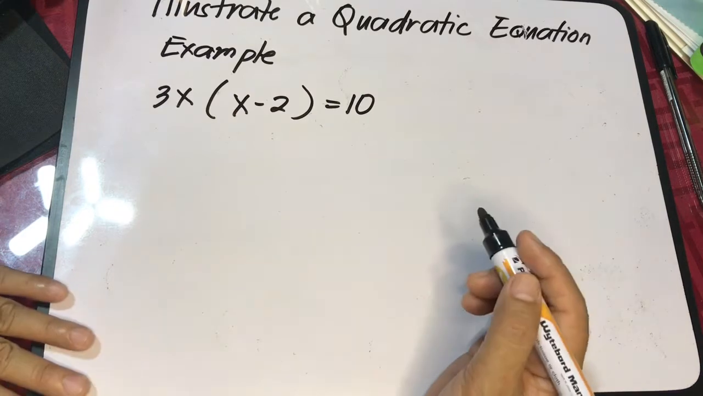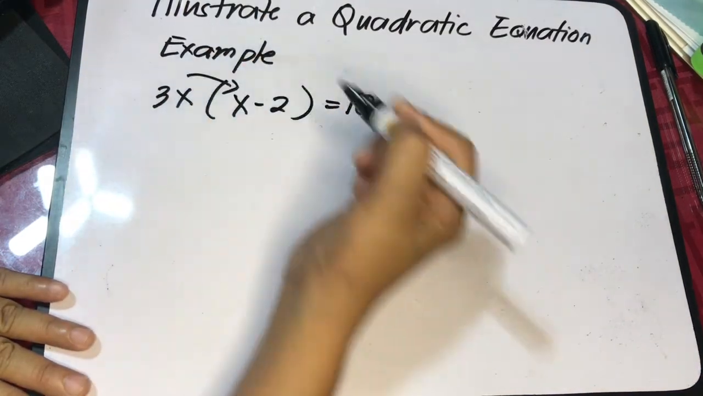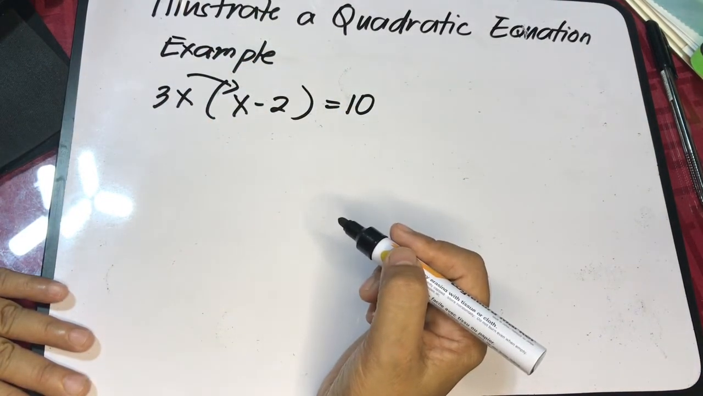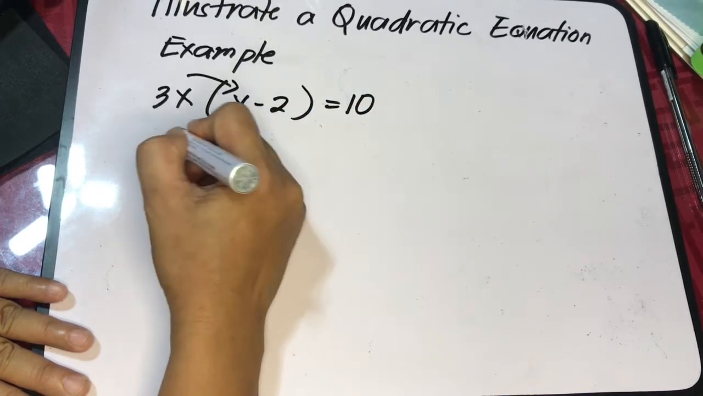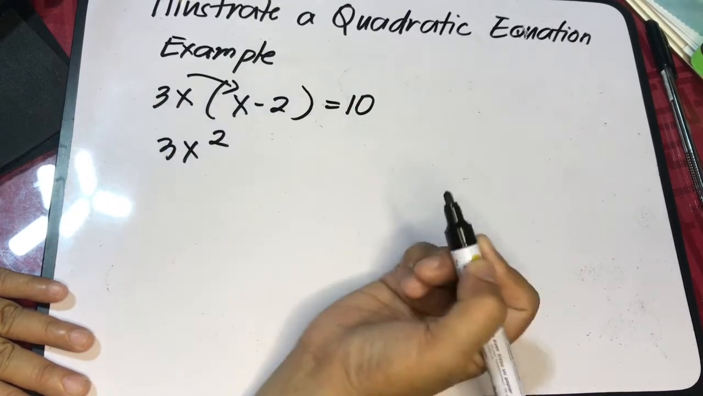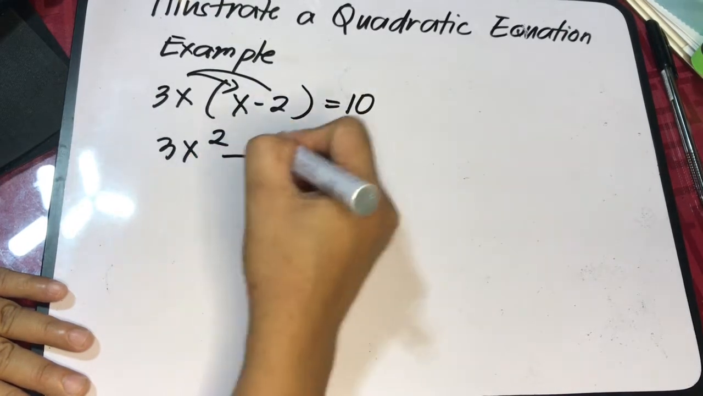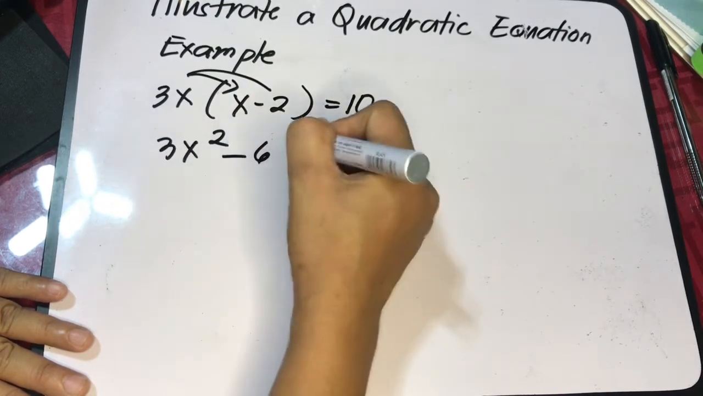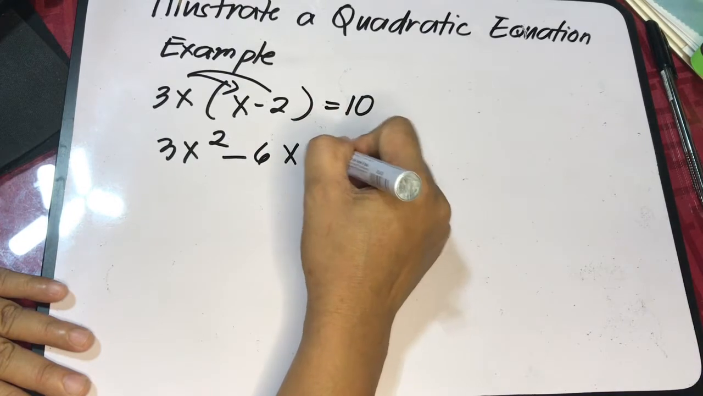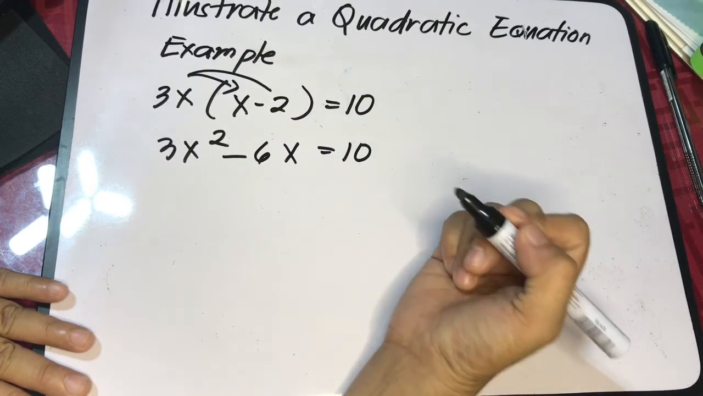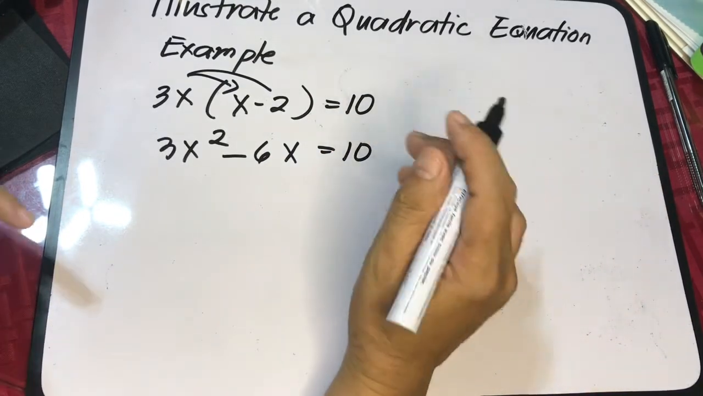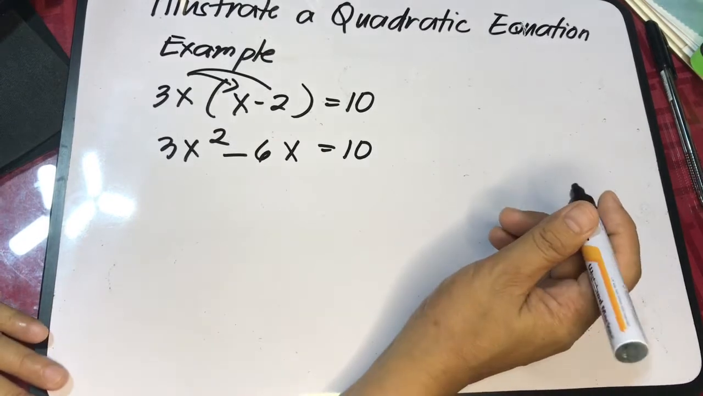So first, we have to expand. First, we're going to multiply 3x times x. So we have 3x squared. 3x times negative 2 is negative 6x equals 10. Okay, now how are we going to make this in standard form?